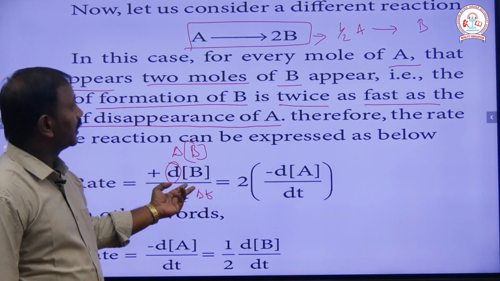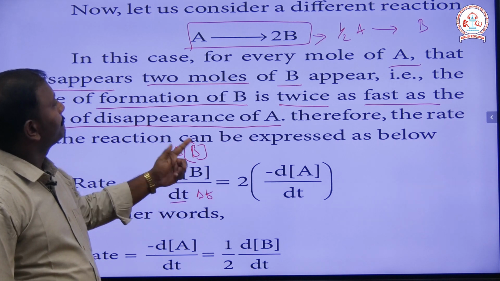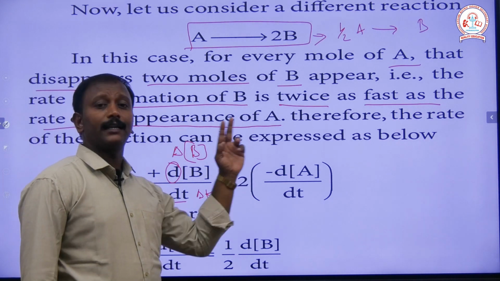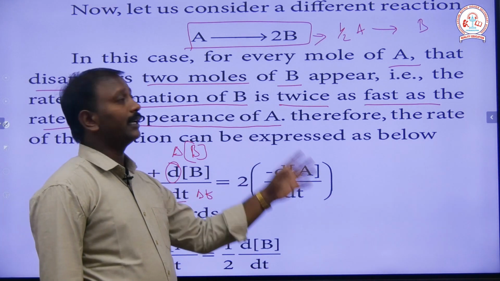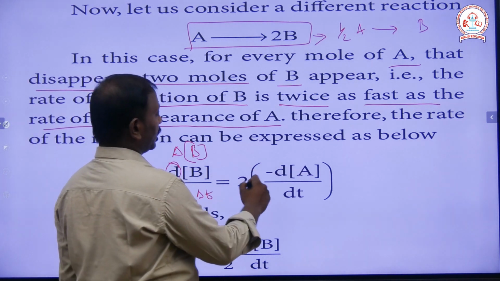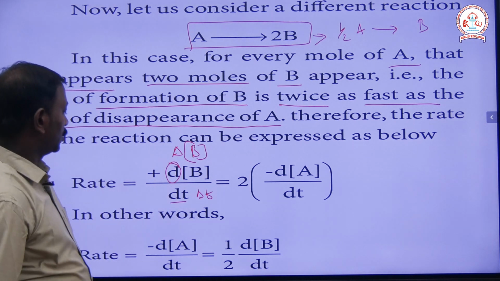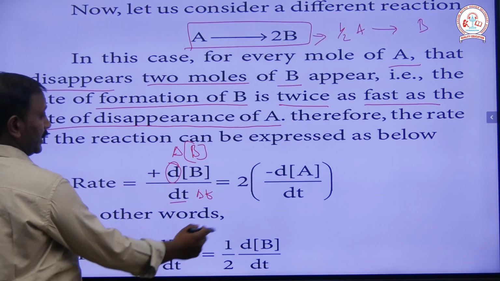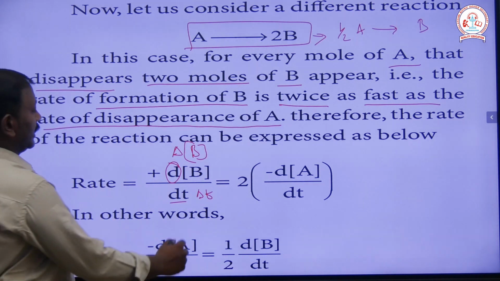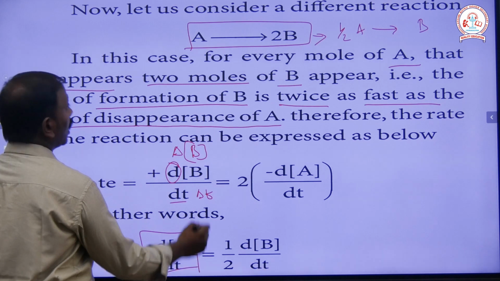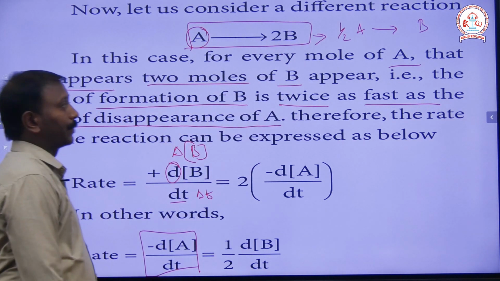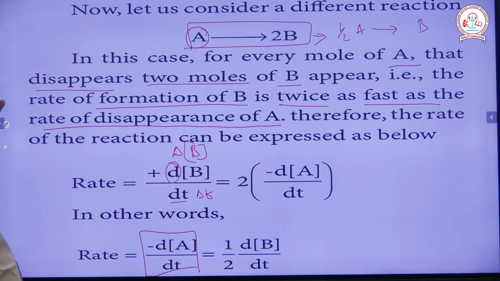So 1 mole of the product forms from twice the amount of A reactant disappearing. So minus dA by dt is equal to 1 by 2 into dB by dt. 1 by 2 means half the value. So 1 mole of A gives half the value of product B. So this is the stoichiometry.